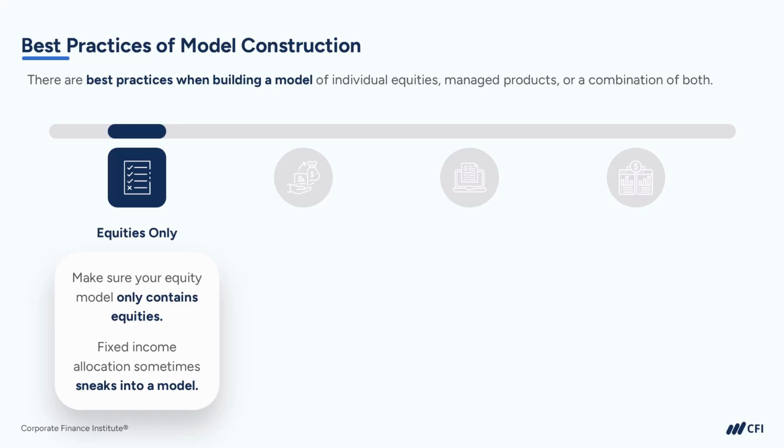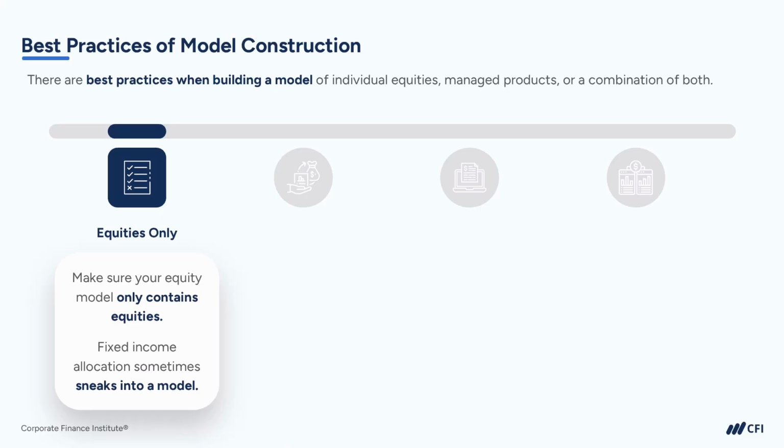This may sound like a no-brainer, but you'd be surprised how easily a fixed income allocation can sneak into a model, especially when you're using managed products. Many mutual funds and ETFs, and especially those labeled balanced funds, will include a fixed income component to their fund. Always ensure you've got a detailed understanding of any managed product you choose to add to your model so that you're managing your clients' funds correctly and according to what's detailed in their IPS.